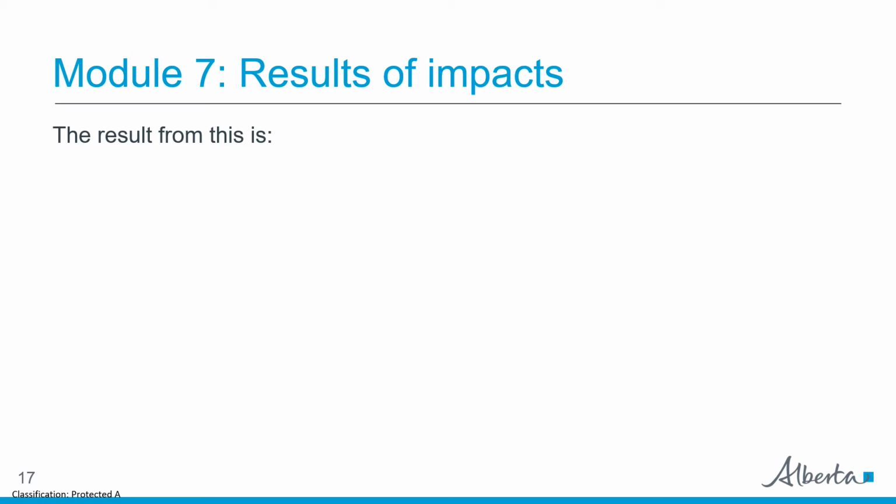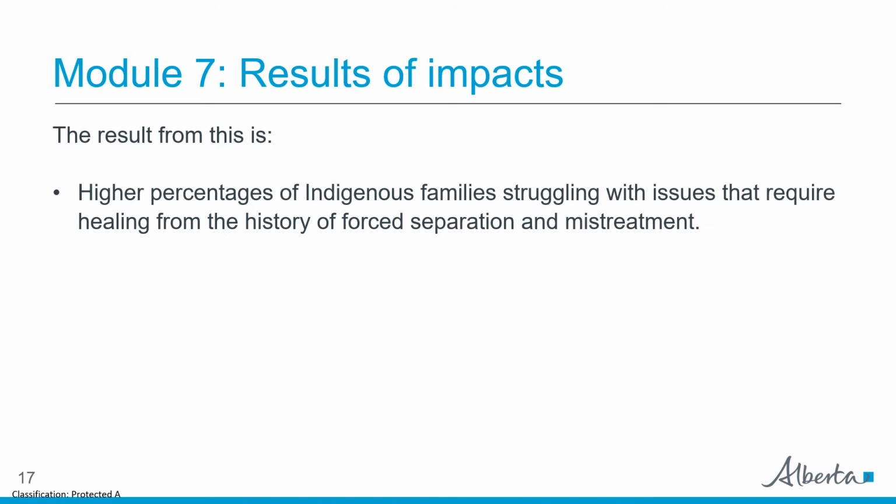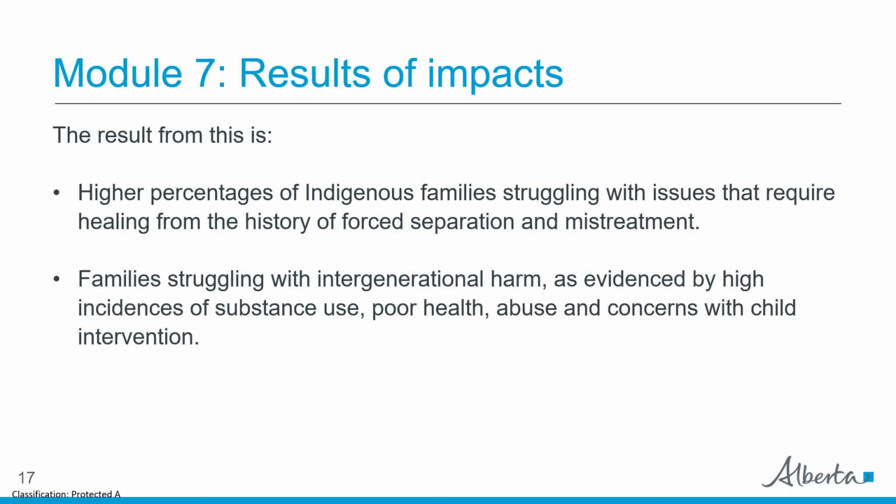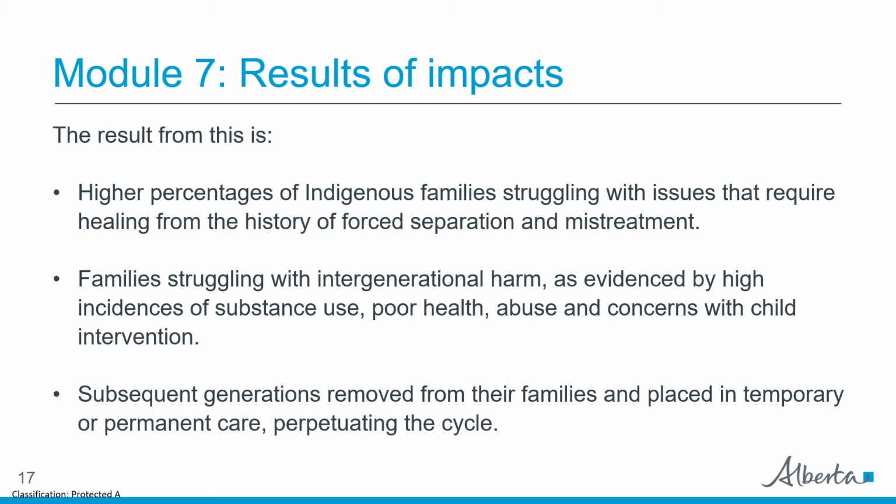Module 7. Results of impacts. The result from this is higher percentages of Indigenous families struggling with issues that require healing from the history of forced separation and mistreatment. Families struggling with intergenerational harm, as evidenced by high incidences of substance use, poor health, abuse, and concerns with child intervention. Subsequent generations removed from their families and placed in temporary or permanent care, perpetuating the cycle.